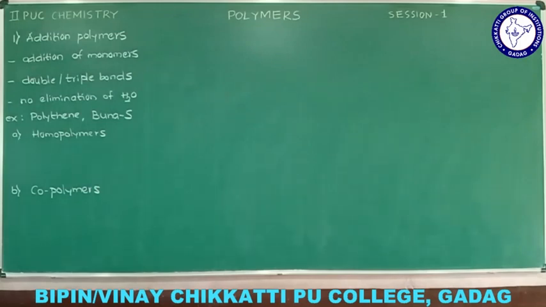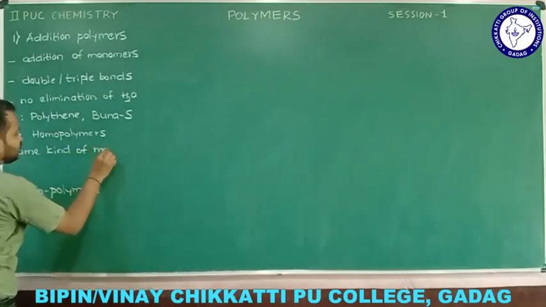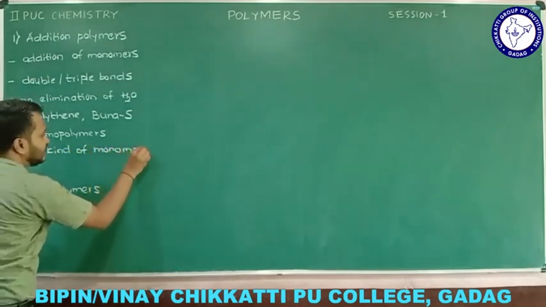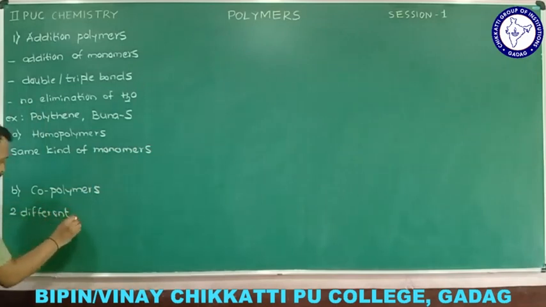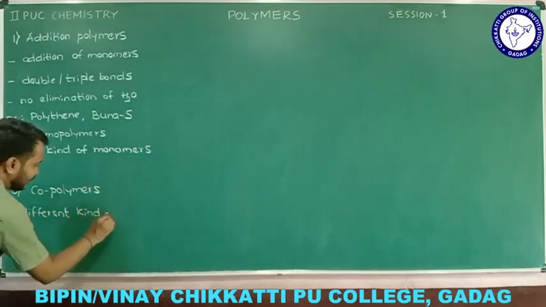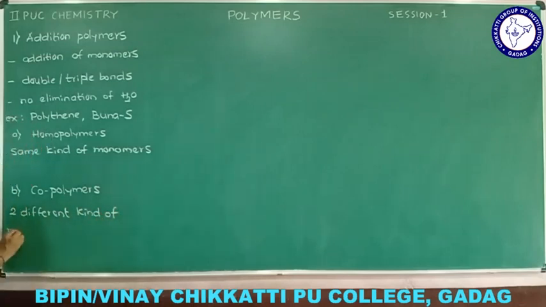So now actually we'll see what homopolymer stands for and what copolymer stands for. In case of homopolymers, you are going to get the same kind of monomers, whereas in case of copolymers you are going to get two different kinds of monomers. Two different kinds of monomers you are going to observe. And what is the same kind of monomers?